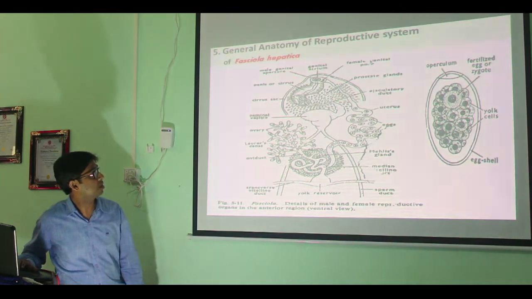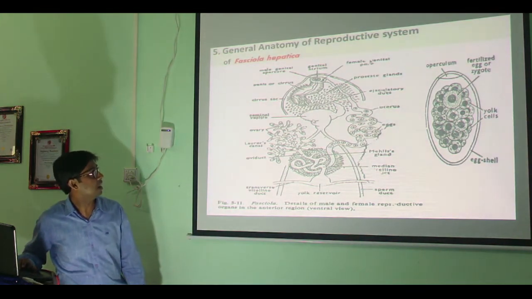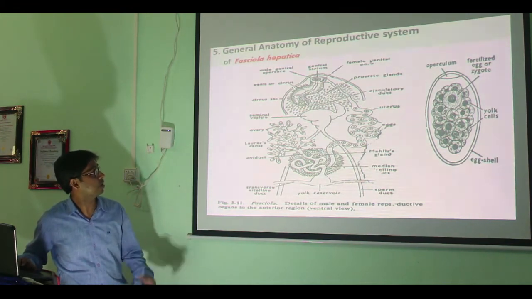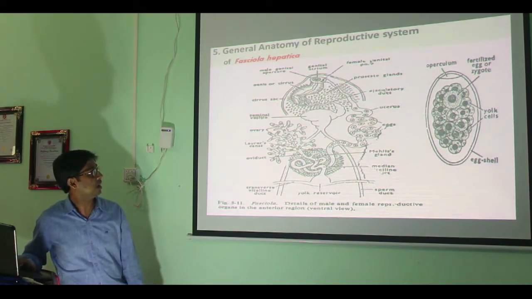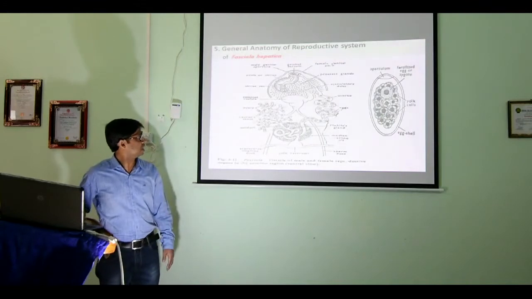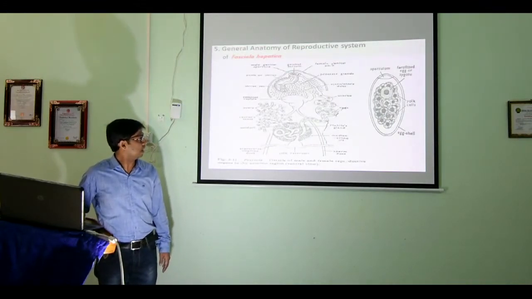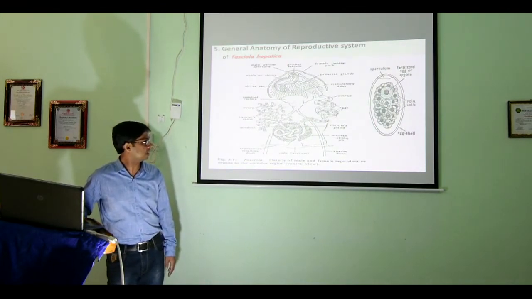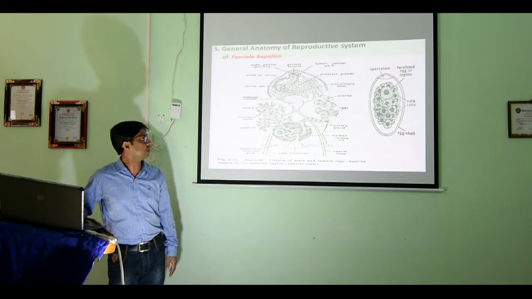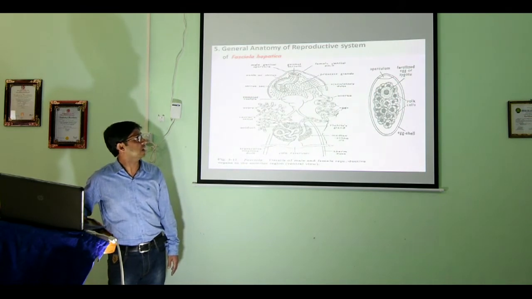The male reproductive system consists of the seminal vesicle, then ejaculatory duct, then penis, which is also known as cirrus, and the female reproductive system consists of ovary, then oviduct, then uterus, and finally the uterus opens into the female genital pore. The ovary produces ova, which pass down through the oviduct and get fertilized in the oviduct, and after fertilization they reach the uterus, and from the uterus they are delivered through the female genital pore.